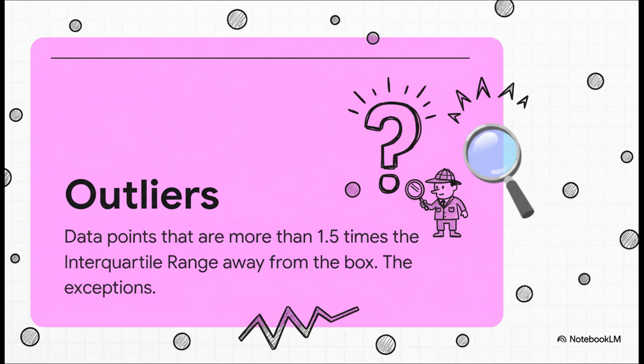So what happens if a data point falls outside the whiskers? That's what we call an outlier. These are the exceptions to the rule, the real surprises in your data. And honestly, they are often the most interesting part of the story, those weird cases that you definitely want to go take a closer look at.